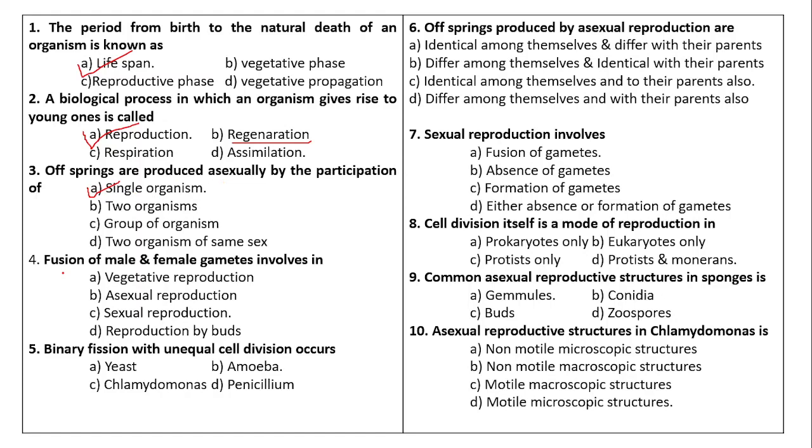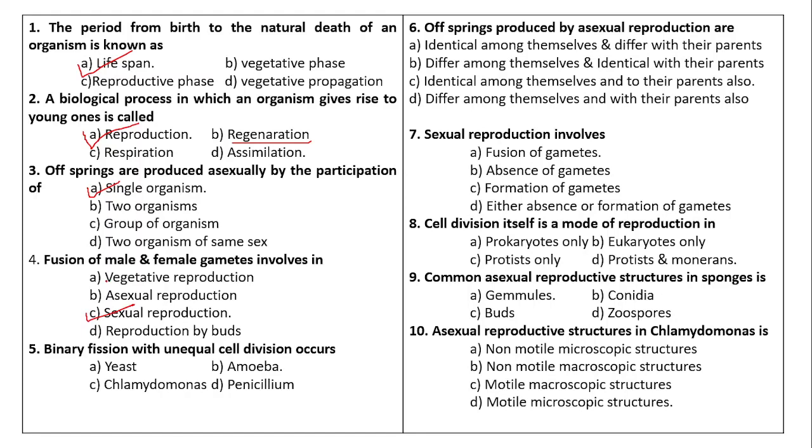Fusion of male and female gamete involves dash. The fusion of male and female gamete is seen in dash. You know that fusion of male and female gamete involves the sexual type of reproduction. So the answer is C. Directly you can write it.